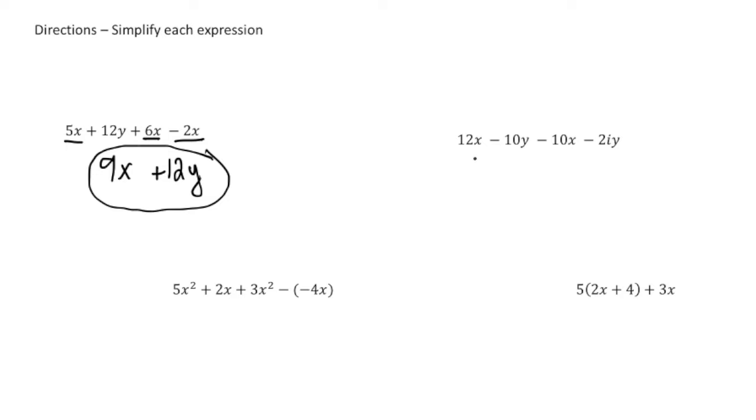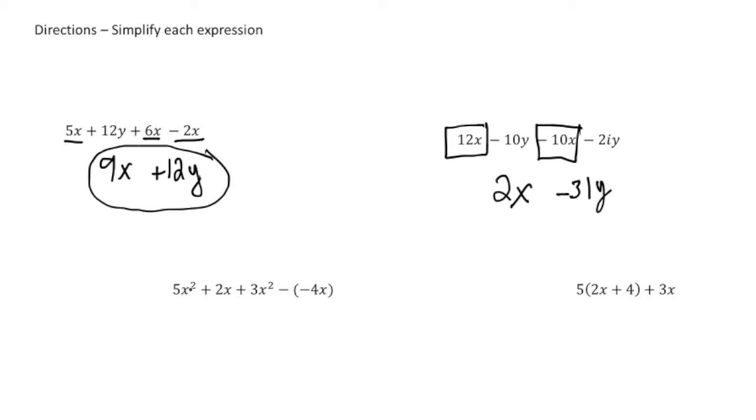Alright, this next one, 12x, take away 10y, take away 10x, take away 20, that's a 21y. So 10x and negative 10x is a 2x. And then negative 10y minus 21y is negative 31y.